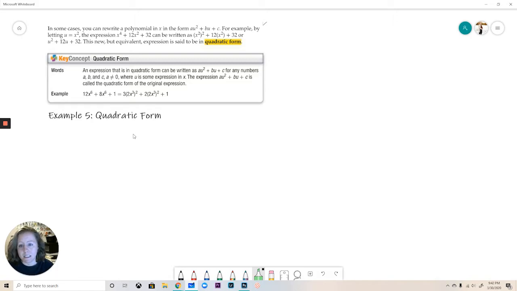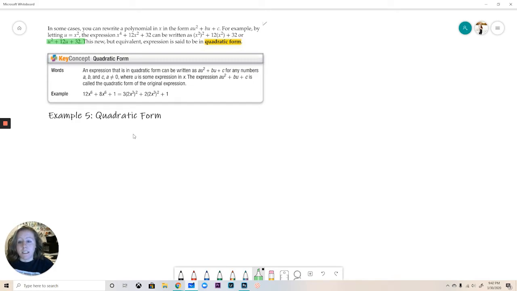So in some cases, I'm just going to read this, you can rewrite a polynomial in x in the form of au squared plus bu plus c. For example, by letting u equals x squared, the expression x to the 4th plus 12x squared plus 32 can be written as (x squared) squared plus 12 times x squared plus 32. Or you can write it just as you see here, u squared plus 12u plus 32. This new but equivalent expression is said to be in quadratic form.